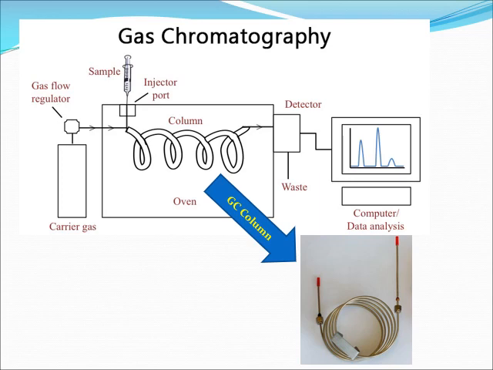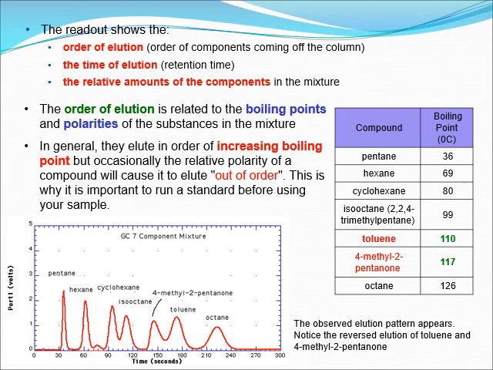So this is gas chromatography. It uses helium gas, an inert gas. This is the column, coil shaped. It detects the presence of an analyte and shows the data on your computer. So this will inject your extract. The readout or data that appears on your screen is the order of elution.